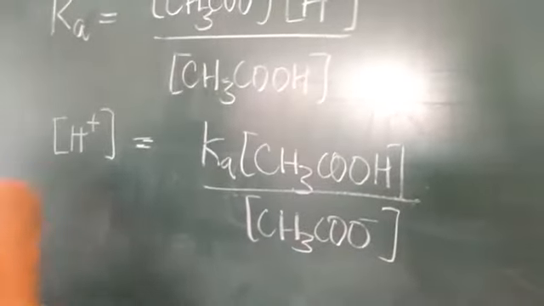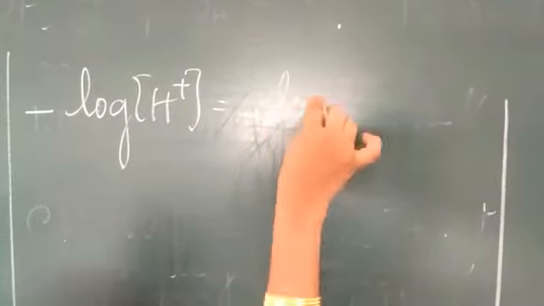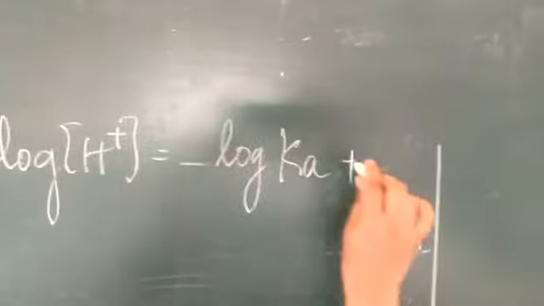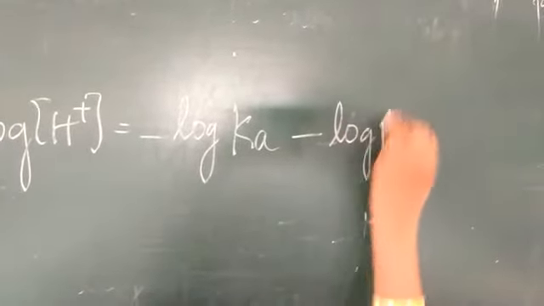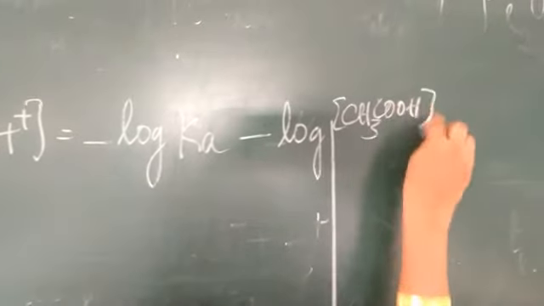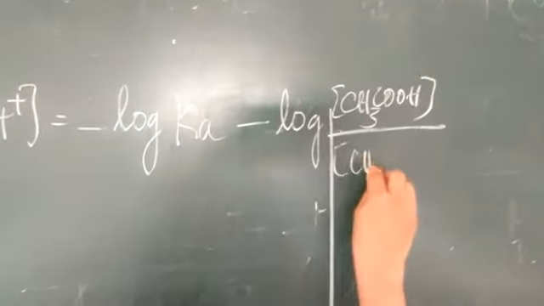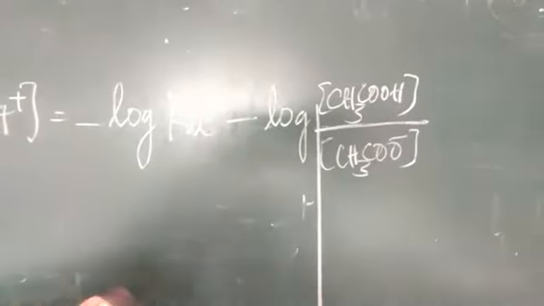What I will do is introduce negative log on both sides. Therefore, it will be minus log of H plus is equal to minus log of Ka plus minus log of CH3COOH divided by CH3COO minus.